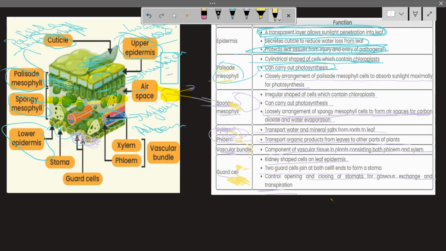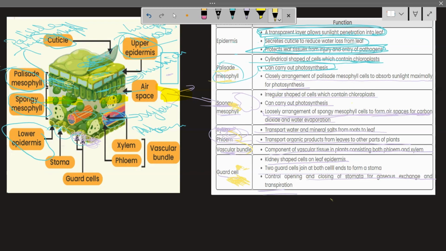And what is epidermis? It is the top layer, and it secretes cuticle to prevent water loss. The cuticle protects the inner parts of the leaf, the leaf tissues, from injuries and entry of pathogens.